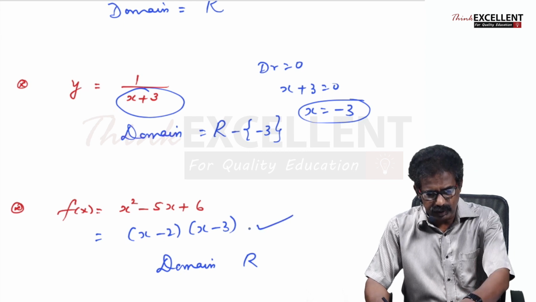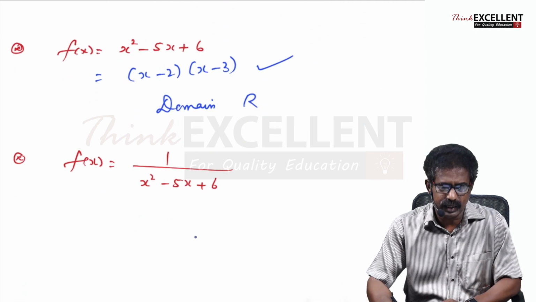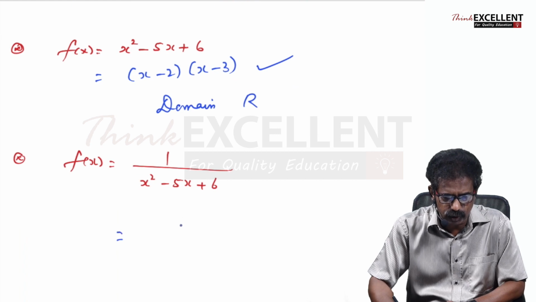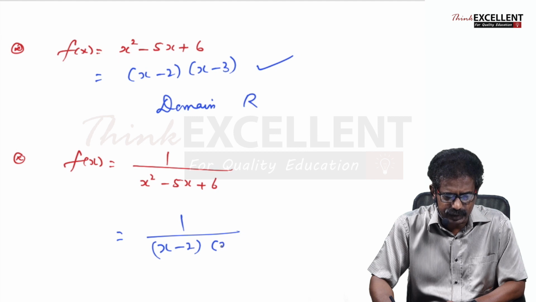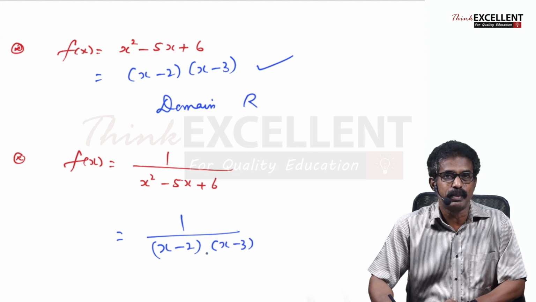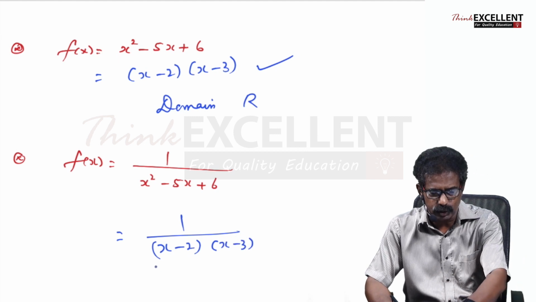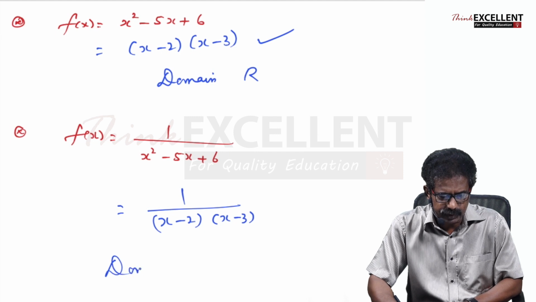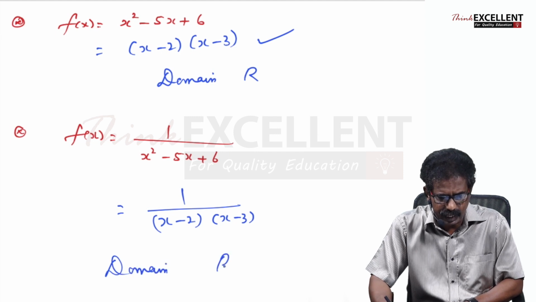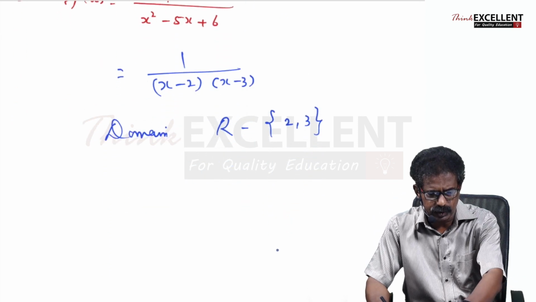But here, even no need to factorize this. Now see the same thing I wrote, the denominator. So if you factorize, denominator is x minus 2 into x minus 3. Here the denominator becomes 0, right? When x equal to 2 and 3. So the domain is, what is domain? R minus 2 comma 3. So hope you understood this.